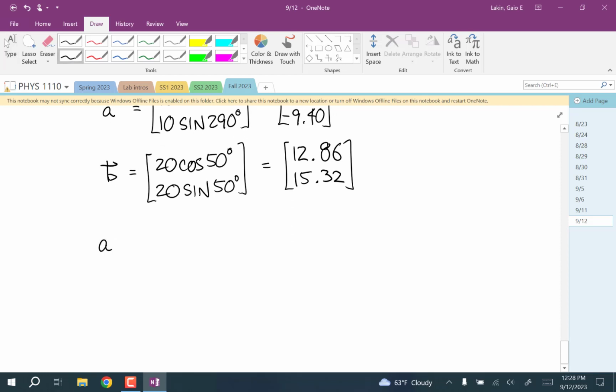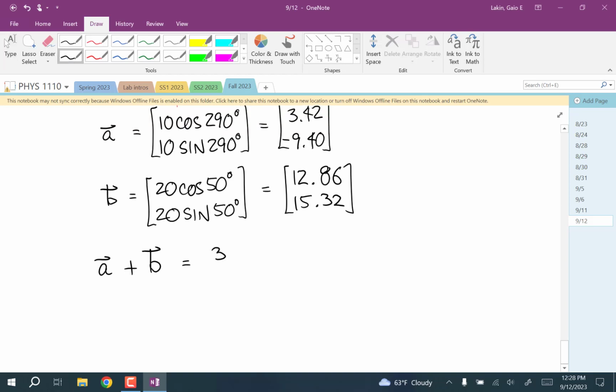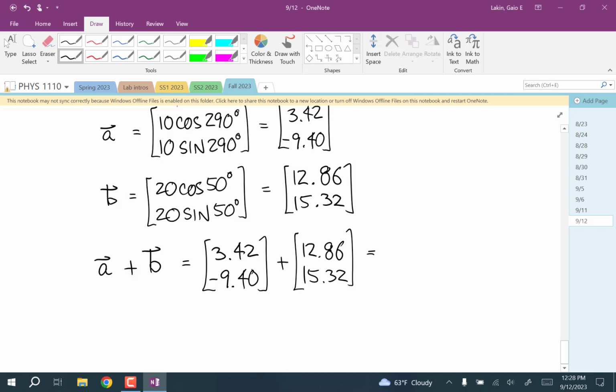And now you just add up those components. A plus B is equal to 3.42, negative 9.40, plus 12.86, 15.32. And you get, what was this, 16.28? Yes. And this one was, what was this one, 5.92? 5.93. 5.93.